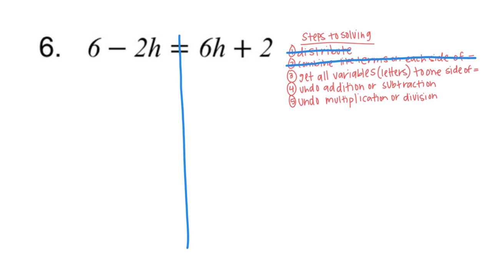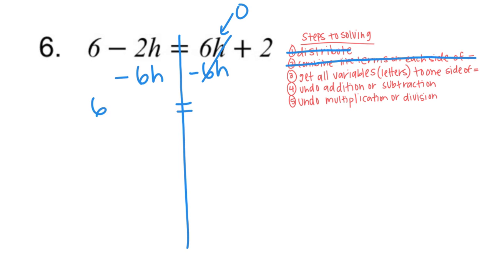Step 3 says get all variables or letters to one side of our equals. So I want this h, this letter, to become a 0 over here. I don't want that h on that side of the equation. So in order to make that happen, it's a positive 6h. So if I do 6h minus 6h, that would become 0. And if I do it to one side, I have to do it to the other. I'm going to put it right here so my h's can go together. They are like terms. So let's see what we're left with.